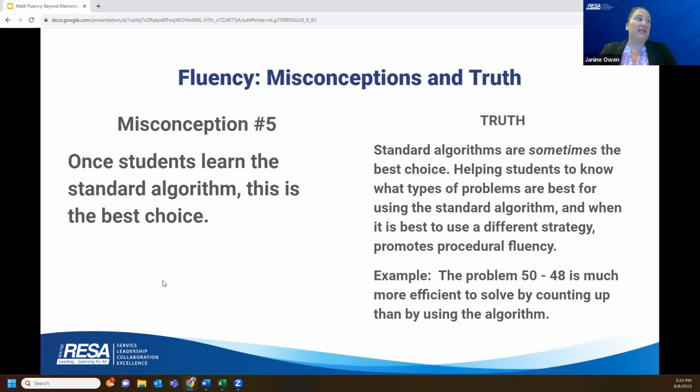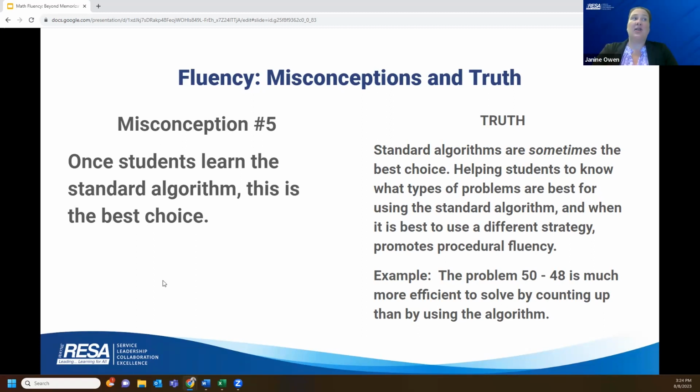The fifth misconception is that once students learn the standard algorithm, it is the best choice. I know that even I felt guilty of that as a classroom teacher, but you often think that the goal is to get students to the point where they can accurately follow the algorithm and that that's the way to do it. When in reality, standard algorithms are sometimes the best choice, but sometimes they're not efficient.